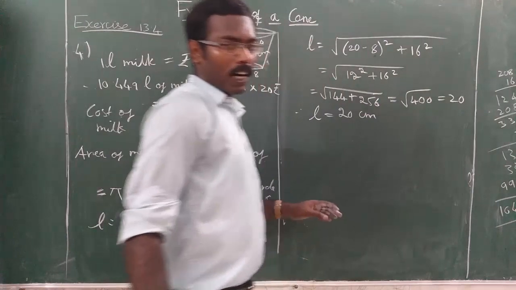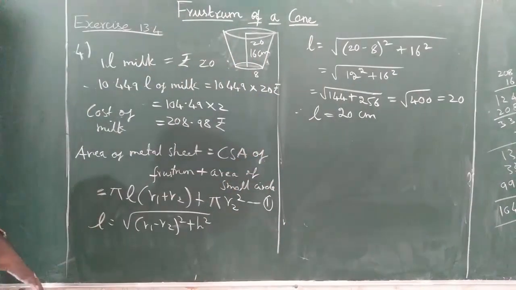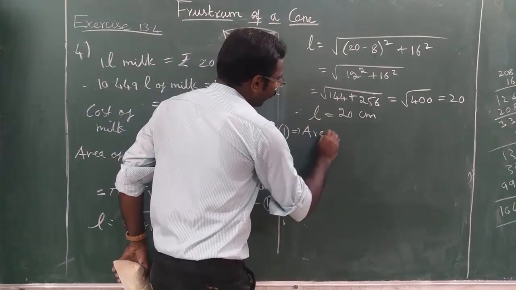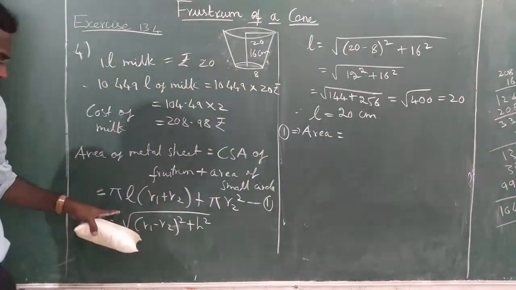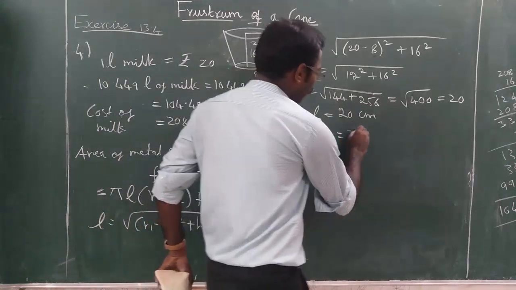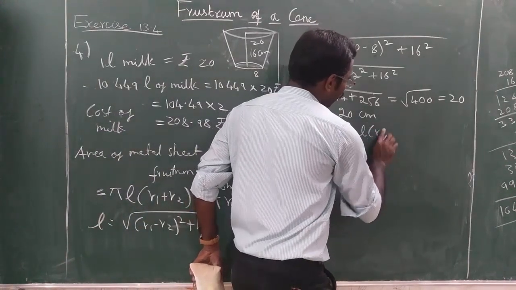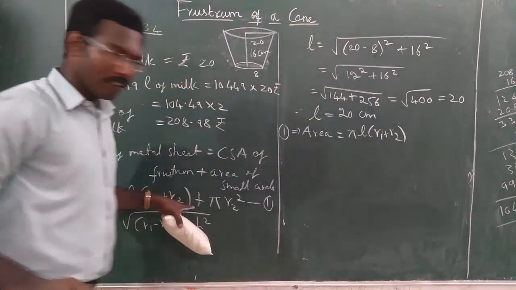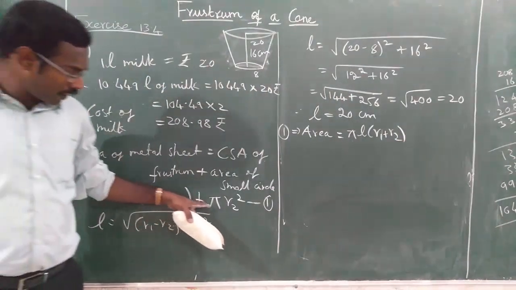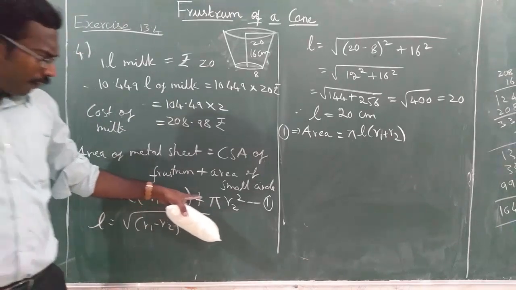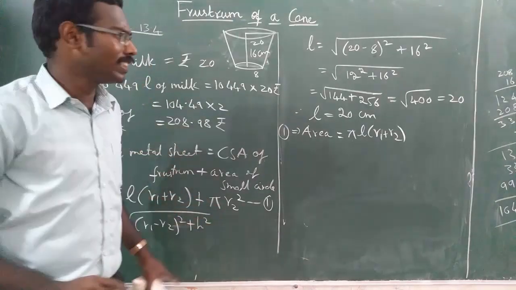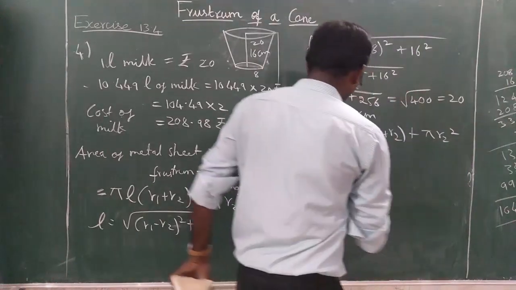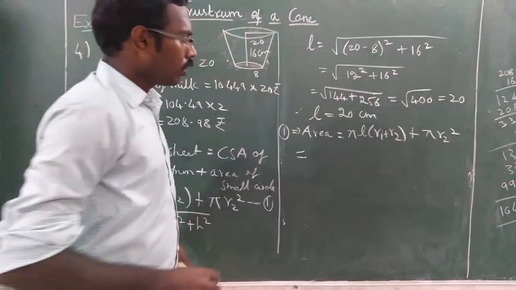Now, slant height is over. Now, consider equation 1. So equation 1 gives the area formula. Area of the metal sheet is equal to pi L into (R1 plus R2). Okay. Are you all following it, please? It's a big sum, but it's easy only. Okay. If you get practice with this, it's easy. So plus pi R2 square. So that is equal to, okay.